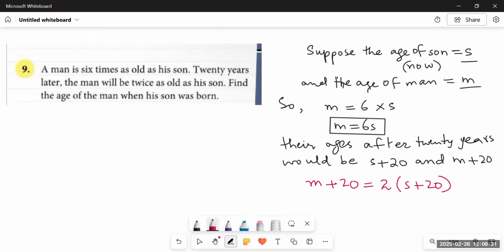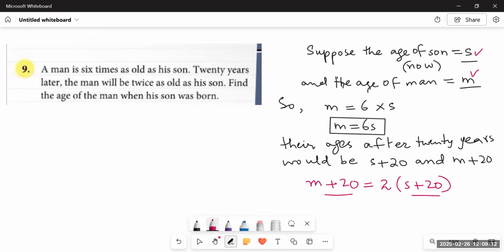They are basically trying to say that whatever is the age of his son after 20 years, when we double it, the age of the man would be equal to that. This is what this statement means: the man will be twice as old as his son after 20 years. So if their ages are M and S right now, their ages would be M plus 20 and S plus 20 after 20 years. And the relation between their ages then is that the man's age would be twice that of the son's age.